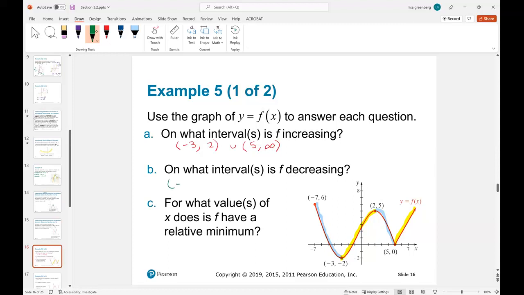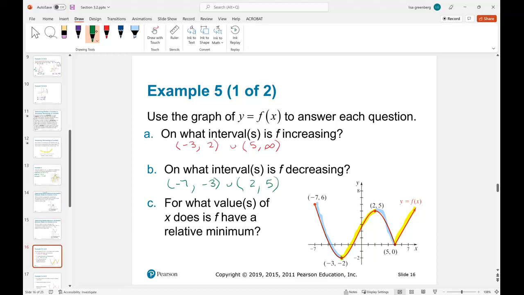So we start at -7 and we go to -3. And we're also decreasing from 2 to 5, right? Those are the two intervals where we're decreasing. So the decreasing ones I highlighted in blue and the increasing ones I highlighted in yellow.